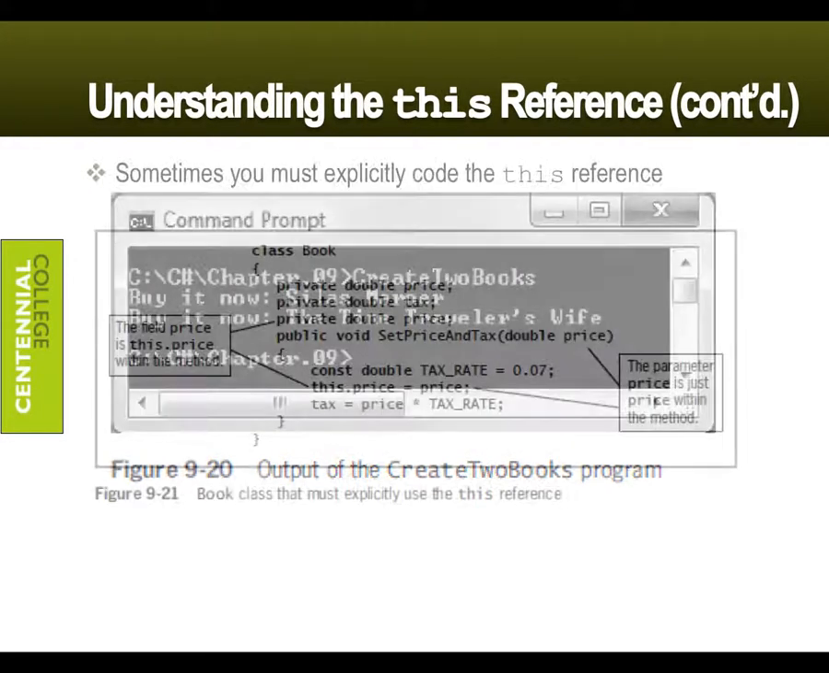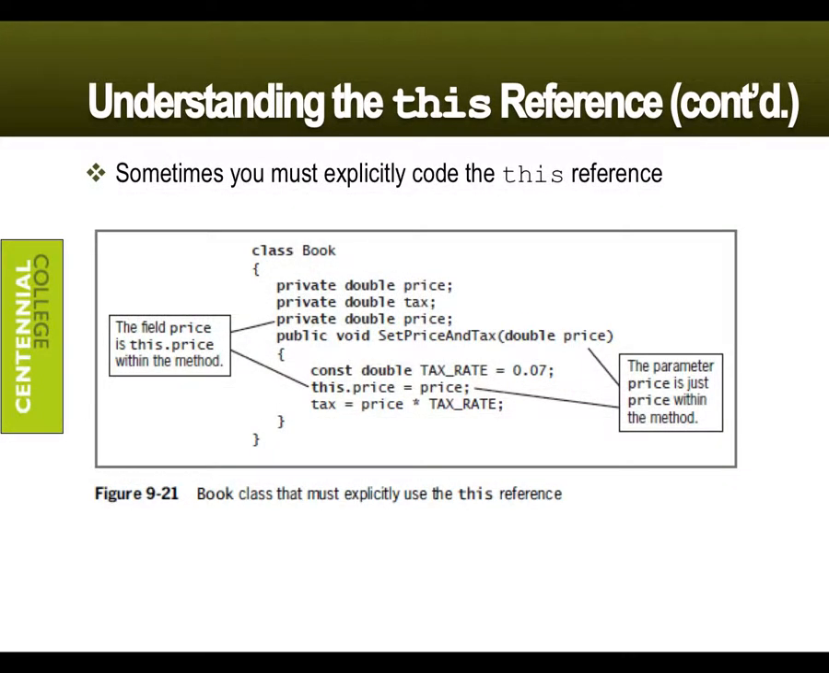I'm not going to go through all of it. So, and this is the difference. Here is where we start using the this keyword. I have a public method, right, called set price and tax. And I have the same word, price, as a double. It's instantiated as a double, right?